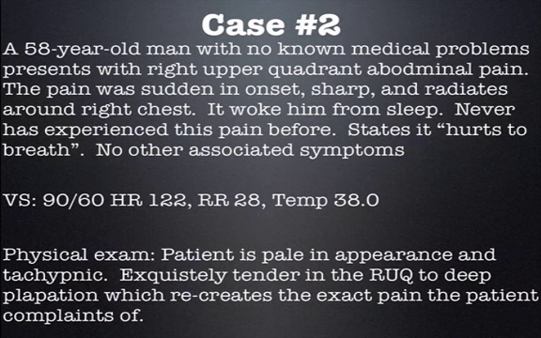No other associated symptoms. Vital signs show a blood pressure of 90/60 with a heart rate of 122, respiratory rate 28, and temperature is 38.0. Now the patient is pale in appearance and tachypneic, exquisitely tender in the right upper quadrant to deep palpation, which creates the exact pain the patient complains of.